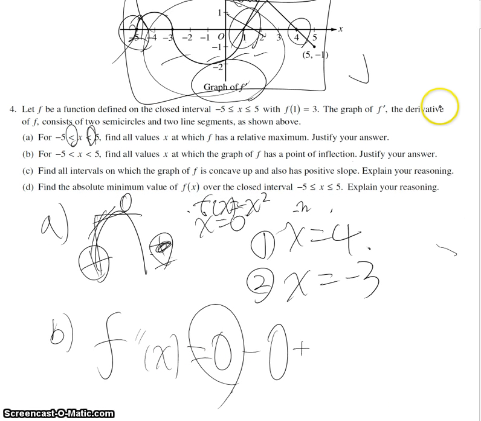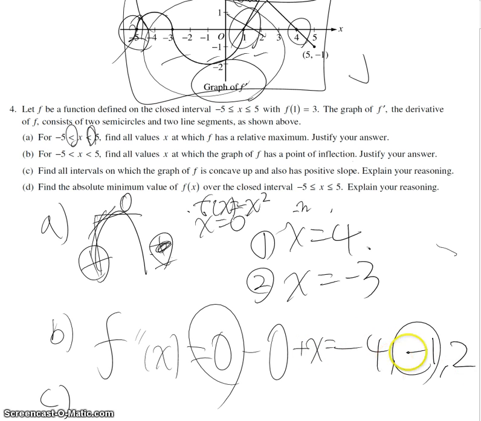Okay, good. And part C asks me to find, so the answers would be -4, around -1, I'm estimating it using my eyes, and a 2. All intervals on which the graph of f is concave up, which is from -3 inclusive to +1 inclusive. However, you have to read it to the end. It also has positive slope, which is only starting at -1, which is the inflection point.